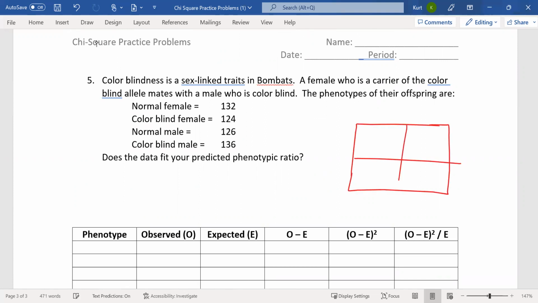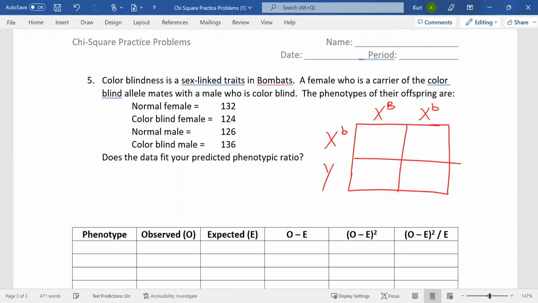If you mess this up, if your guess on how to do this is pretty badly butchered, don't feel bad. We haven't done it in class yet. All right, here we go. A female who's a carrier of the colorblind allele mates with a male who is colorblind. All right. So here's the female who is a carrier for colorblindness. Here's a male who is colorblind.